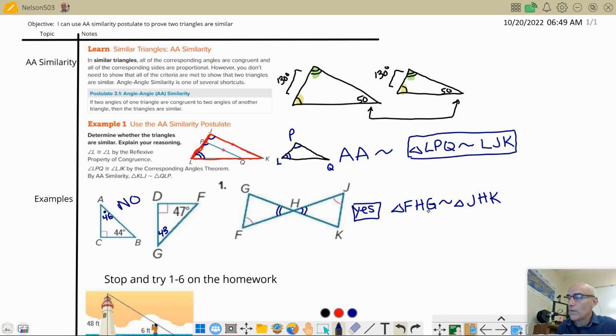If you had FHG over here, you can't go KHJ now because over here I went 1 tick mark, 2 tick marks, no tick marks. If you start down here with K, you're not matching up corresponding angles. So you've got to start with J because F is congruent to J according to our drawing. See how they have 1 tick mark in them each?